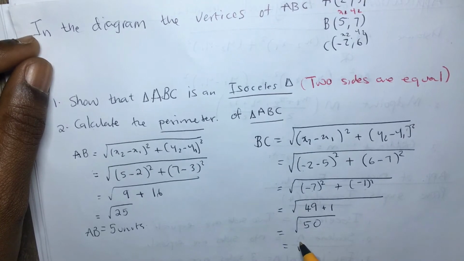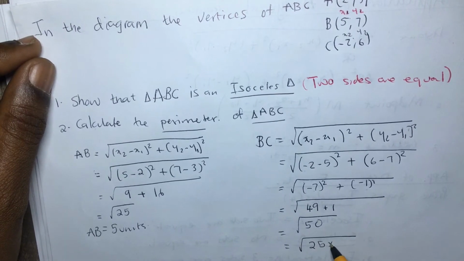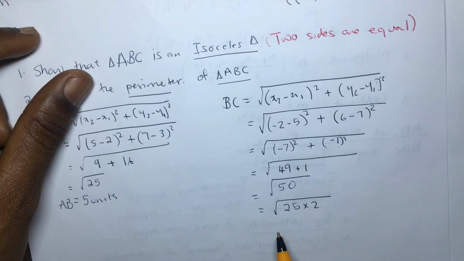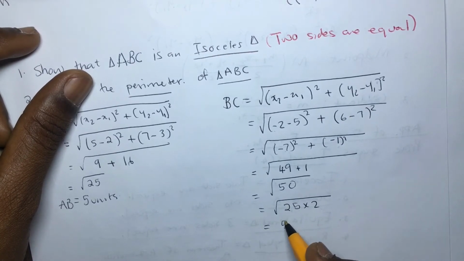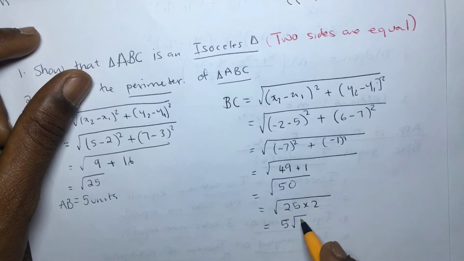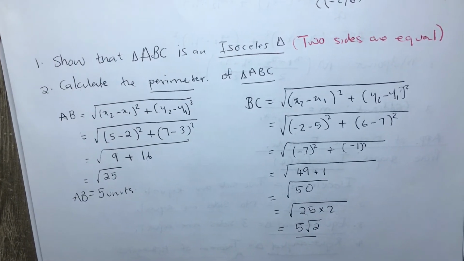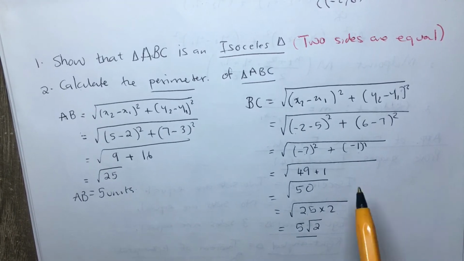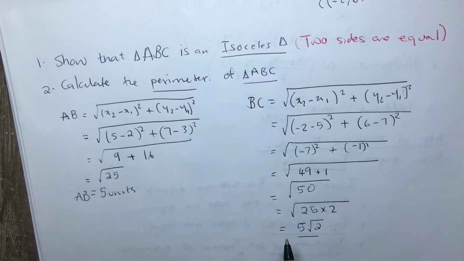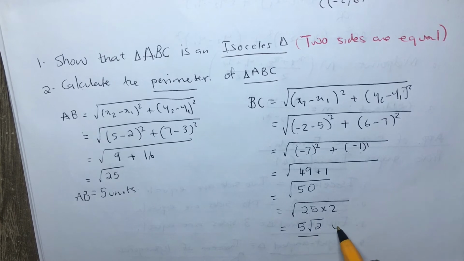And then 50, we can break it down like that. Then find the square root of each. The square root of 25 is what? 5. And the square root of 2 is not there. So that will be your answer. Okay. You get it. So we've got one as 5 units. The other one is 5 root 2 units. Let's leave it like that.